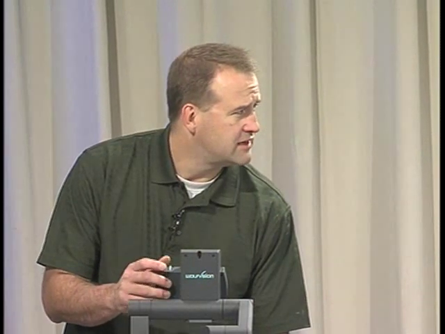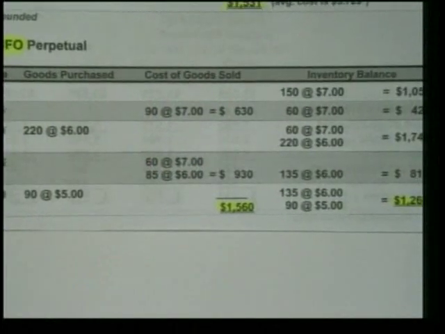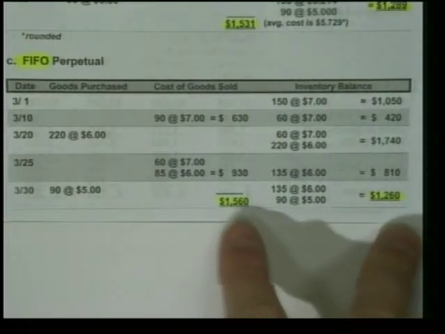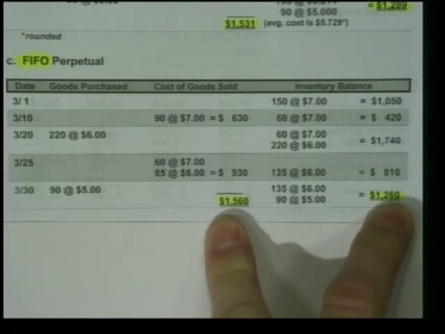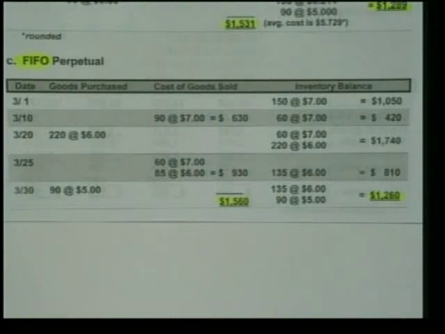Now let's take a look at the FIFO method. Back that up a little bit. The answers are 1560 and 1260. Once again, that adds up to 2820, so we can use that to check our answer. Take a look at that detail, see if you got it right.